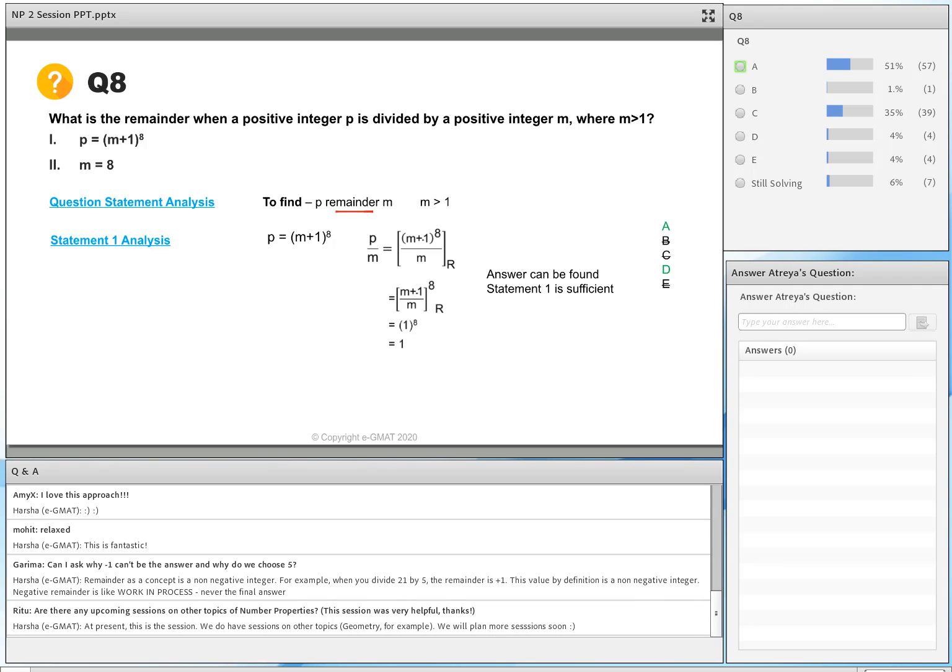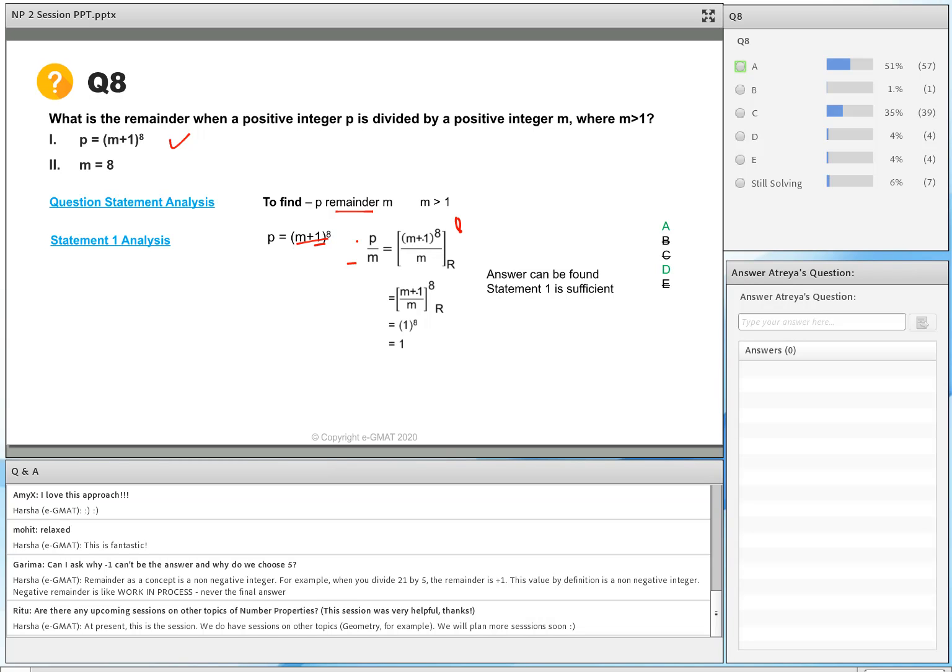If p is divided by m, I need to have some information for both p and m. The first statement gives me that p is equal to (m+1)^8. So (m+1)^8 is what I have for p. Now, understand this very genuinely. You remember what you wrote in the short answer poll on my request, that first calculate the individual remainder, then bring in the power. So when I divide p by m, and if p is equal to (m+1)^8, I have (m+1)^8 divided by m.